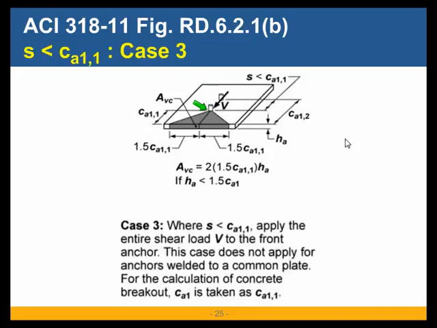And then there is another scenario where this spacing s is less than the edge distance. Then you only need to consider one case, which they call case 3 in Appendix D, where the total load is applied on the front row only. That's it.